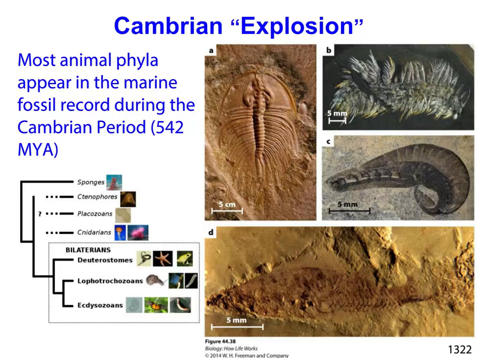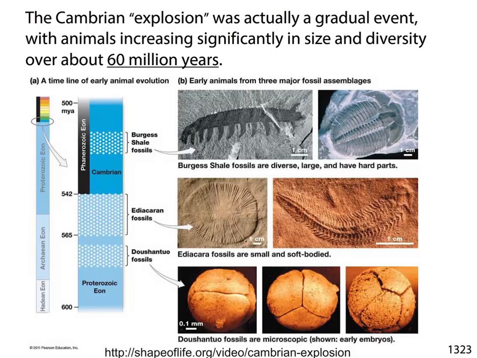And so it happened so quickly that it's called an explosion. Despite this name, it was actually more of a gradual event. Animals increased significantly in size and diversity, and it took about 60 million years in order for us to have a lot of complexity the way we would expect the fossil record to be. However, it depends on how you look at it. 60 million years, many different critters evolved. Still kind of could be an explosion.